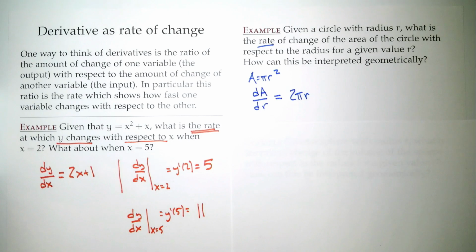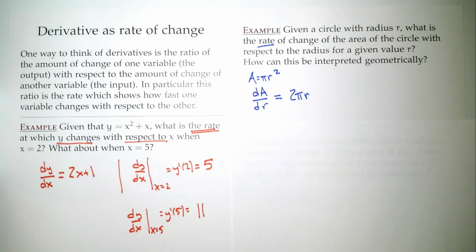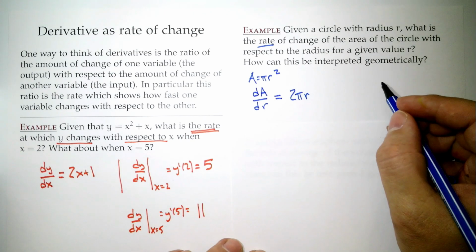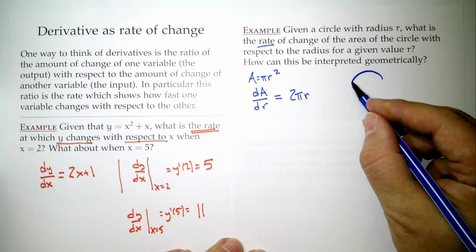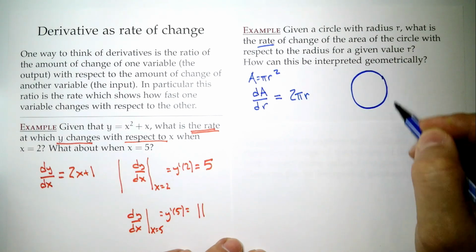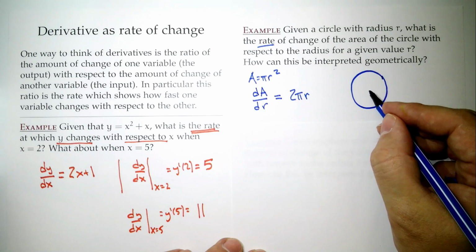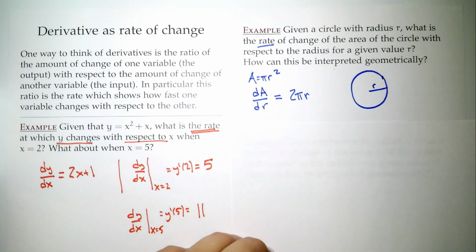There's a second part to this question. How can this be interpreted geometrically? So this is an interesting question. So let's think about what's happening. Think about your circle. Imagine you can draw a circle. So here we go. Here's our circle. It has radius r.